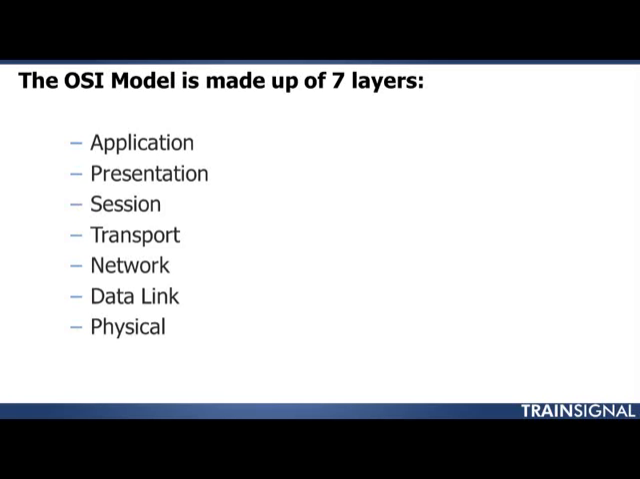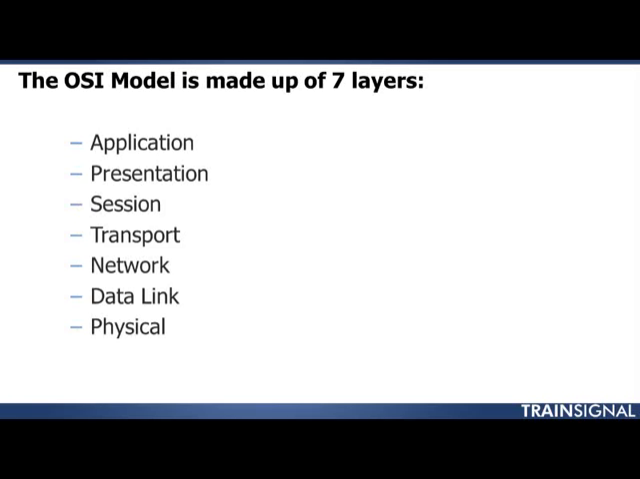The question is, how the heck do we memorize those 7 layers? Oh, and by the way, you don't just have to know the 7 layers, you have to know them in order. You have to know that application is on top and that physical is at the bottom. So how are we going to do this?